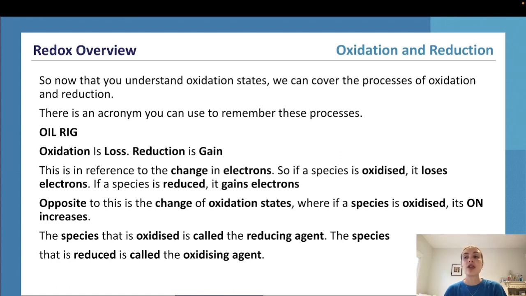So these reactions are dependent on each other. You can't have an oxidation without a reduction, and you can't have a reduction without an oxidation. They work hand in hand, because you need one in order for the other to occur. As I previously said, you can't lose electrons to nowhere. They have to be given to another species. Same with gaining, you can't just gain electrons from anywhere. They have to actually be taken from somewhere else.